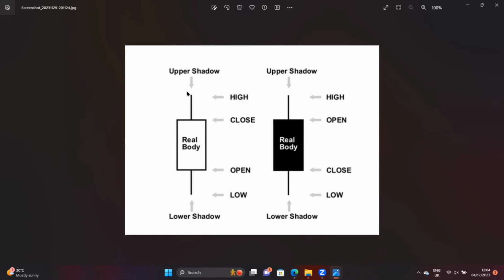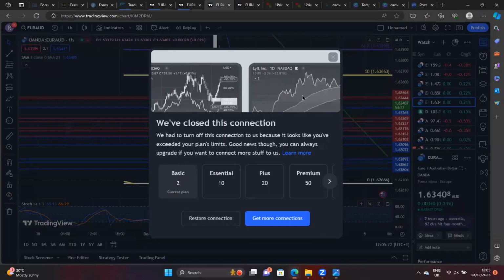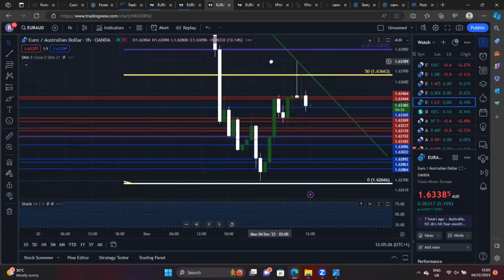What is candlestick? We know that candlesticks are formed using the open, high, low, and close of the chosen time frame, and I explained all of those in picture form. So we're still on candlestick. We talked about the high, the close, the open, the low, and the real body.